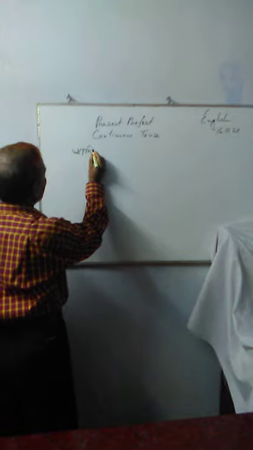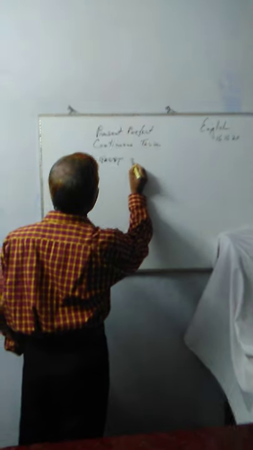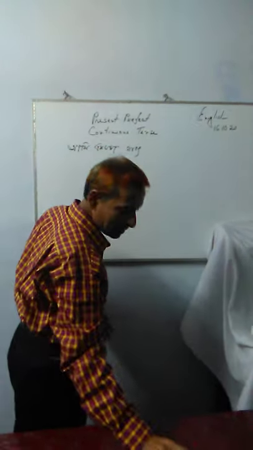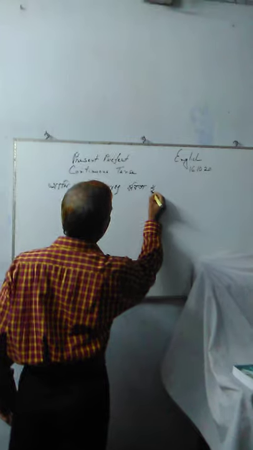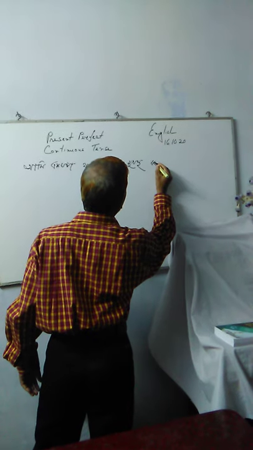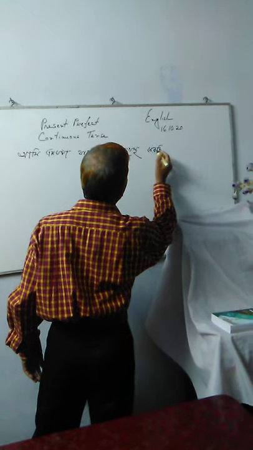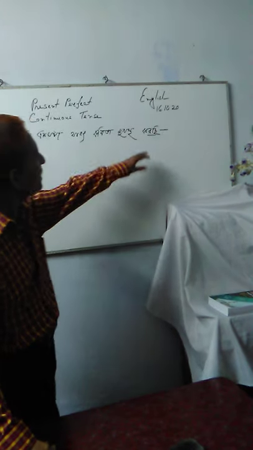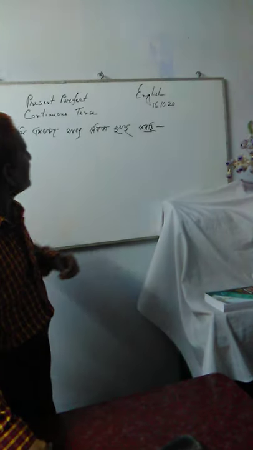And now write down the sentence. Ami ek ghonta jabot kobita mukhosto koritechi or korchi. Here tesi, teso, tesen will be in the sentence.